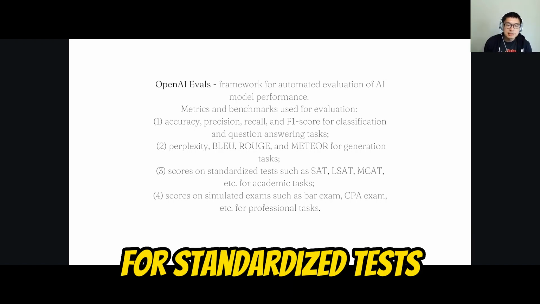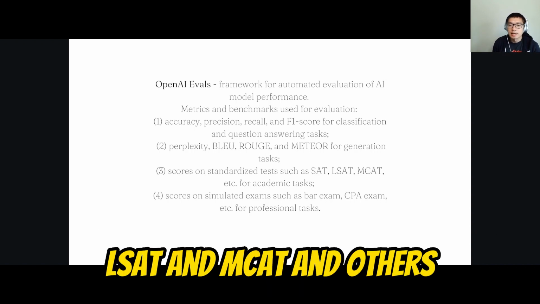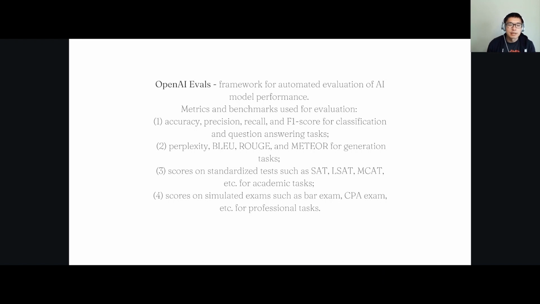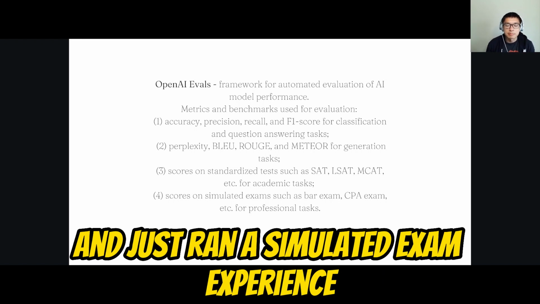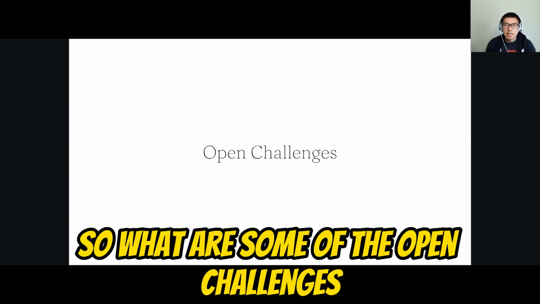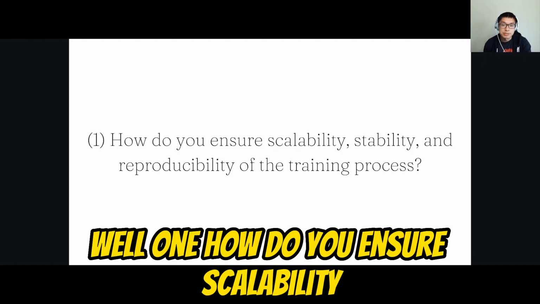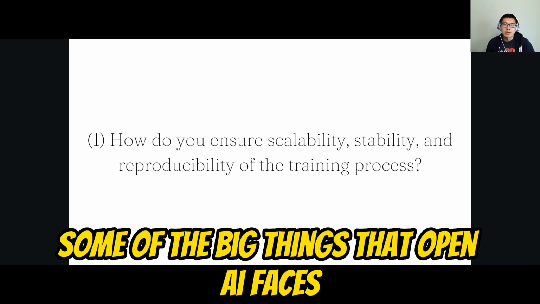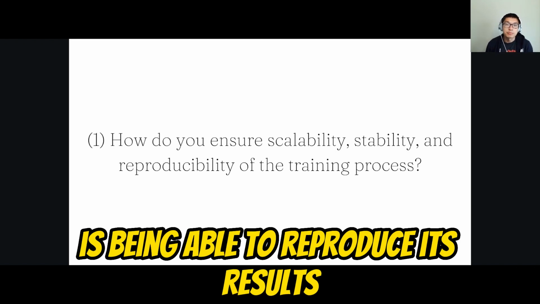For standardized tests, they just took the normal scoring of the SAT, LSAT, MCAT, and others. And for professional tasks, they took GPT-4 and just ran a simulated exam experience. So what are some of the open challenges? Well, one, how do you ensure scalability, stability, and reproducibility of the training process? Some of the big things that OpenAI faces is being able to reproduce its results.